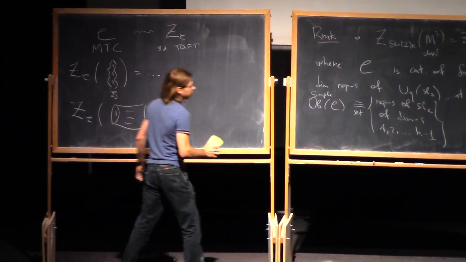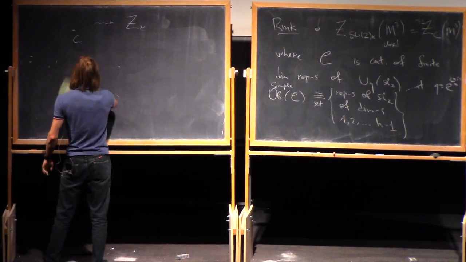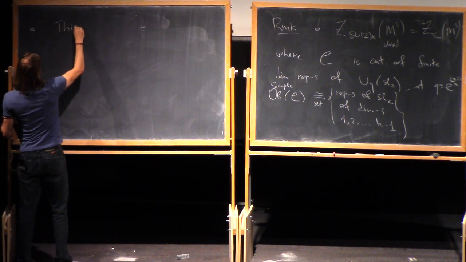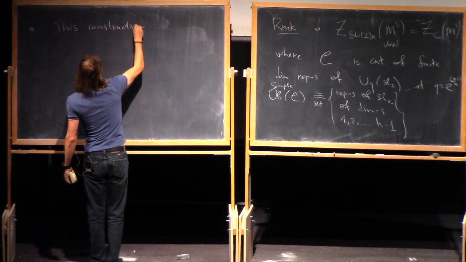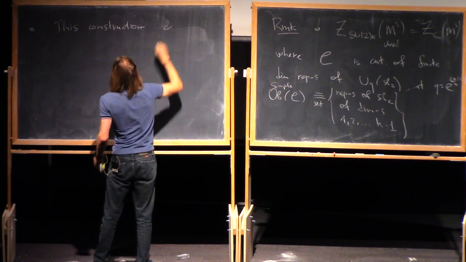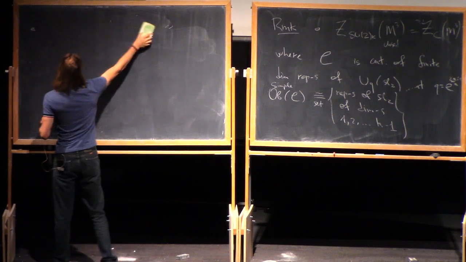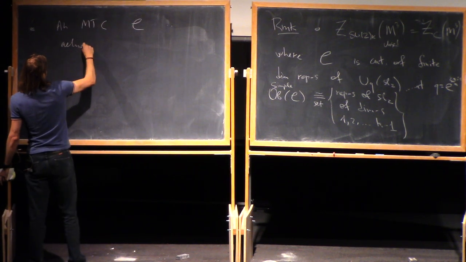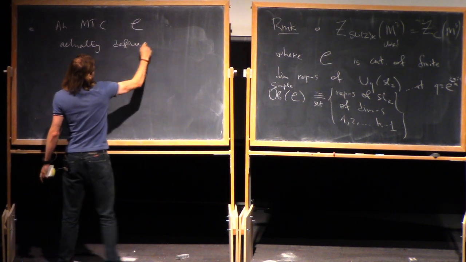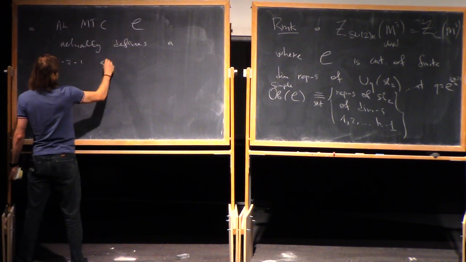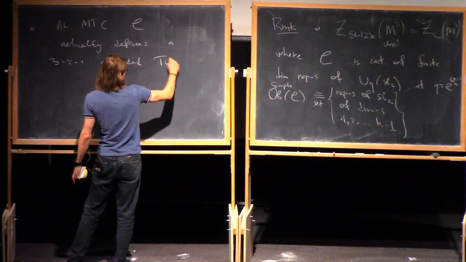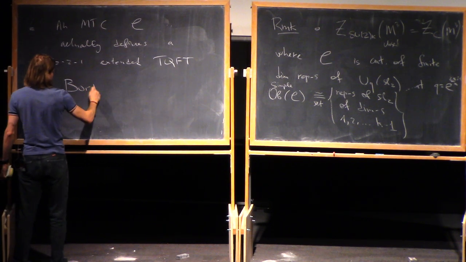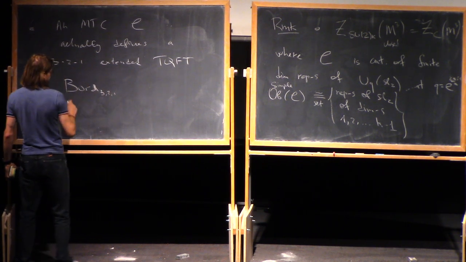Okay, so the final remark which I want to make is that this construction, well, let me write it this way. So an MTC C actually defines what is called a 3-2-1 extended TQFT, which can be understood as a functor between the following two categories.